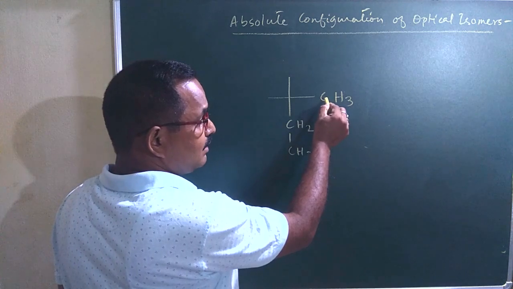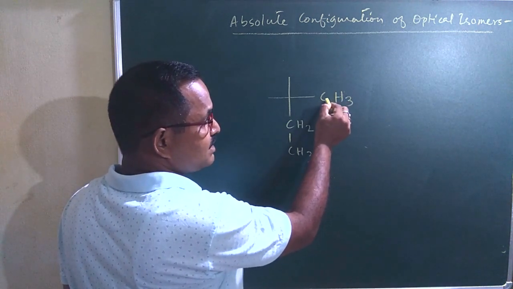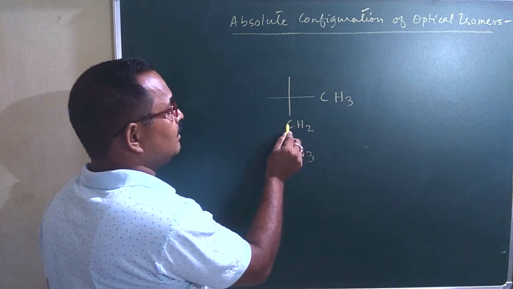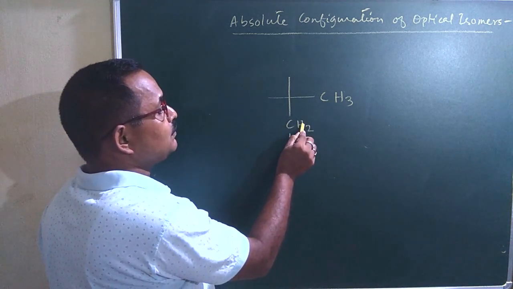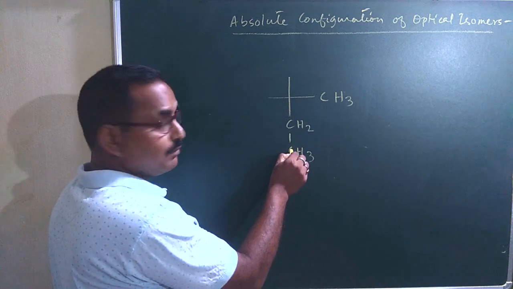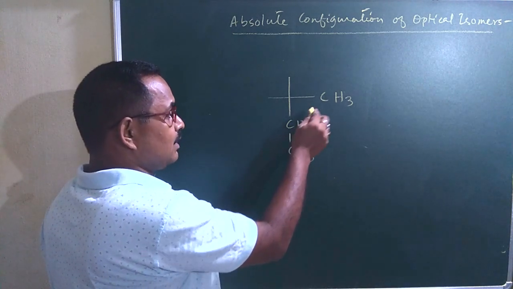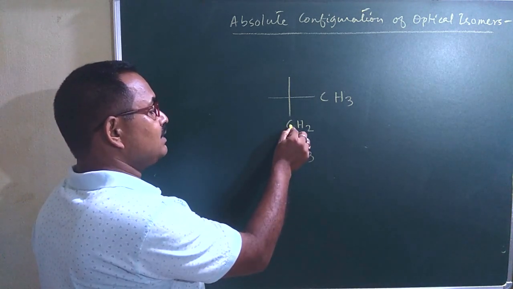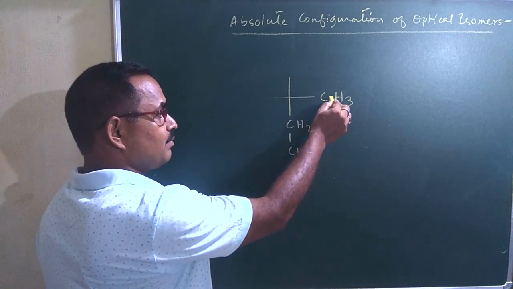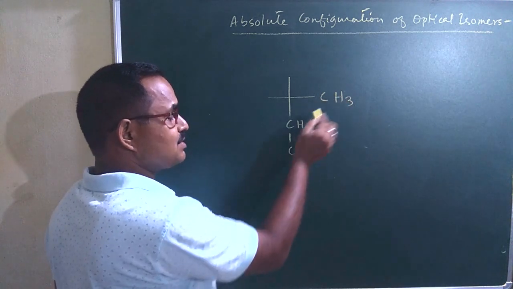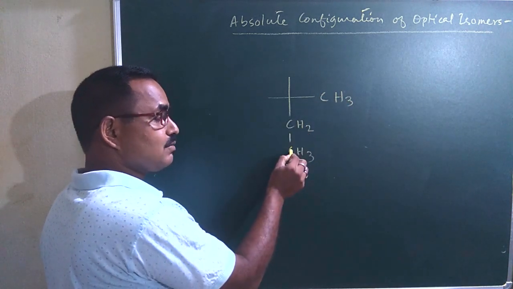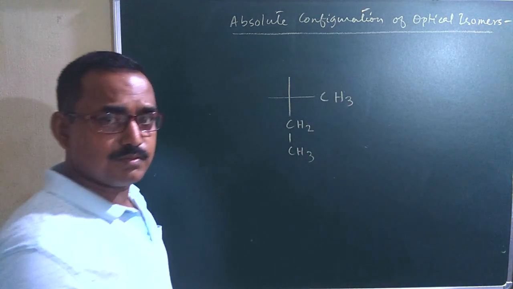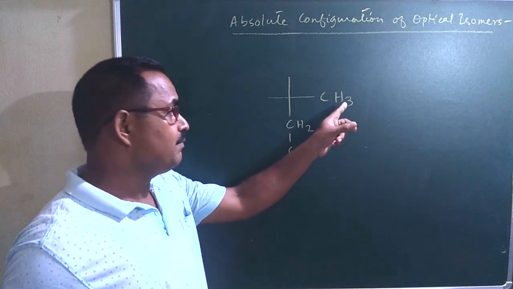Here you see there are 3 hydrogens attached with this carbon. But look at this carbon. We have 2 hydrogens and 1 carbon. So if you examine the second atom, this will have higher priority compared to this, because this carbon has 3 hydrogens. It has 2 hydrogens, 1 carbon.